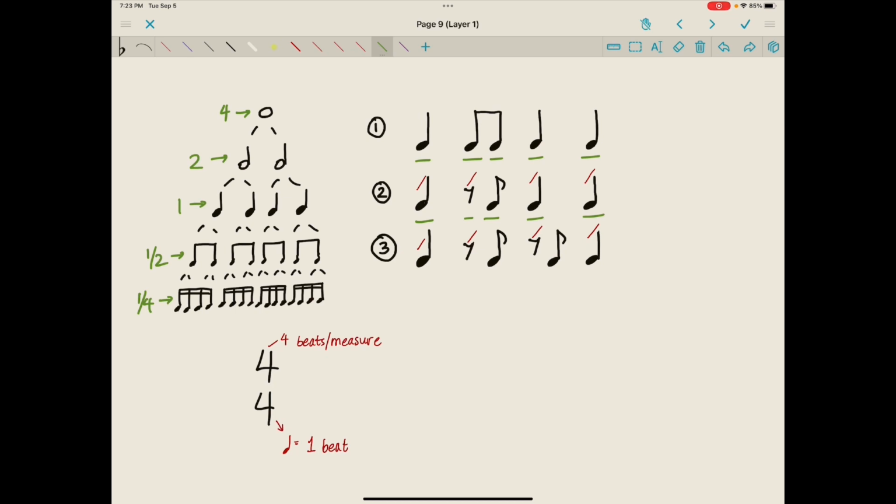One, two, ready, clap. One, two, ready, speak. Do, day, day, do. Trying that one more time. Ready, clap. One, two, ready, speak. Do, day, day, do.